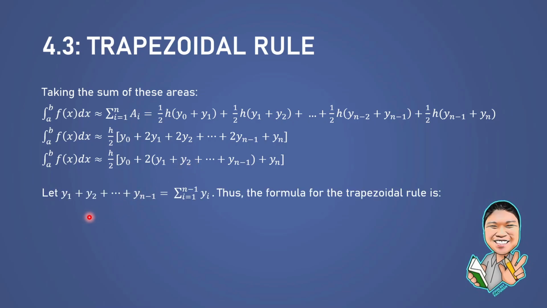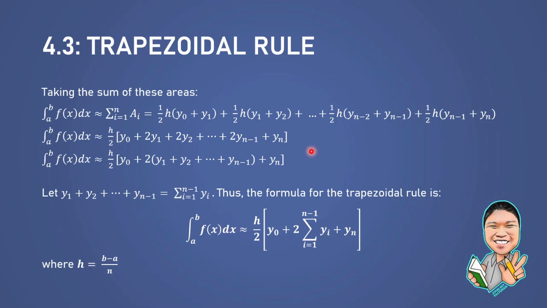Assume muna natin na y sub 1 plus y sub 2 plus so on so forth plus y sub n minus 1 is equal to summation of y sub i from i equals 1 to n minus 1. So yung formula natin for the trapezoid rule will be this one. Wag kang mag-alala, again, hindi to masyadong complicated. So h over 2 the quantity y sub 0 plus 2 summation of y sub i from i is equal to 1 to n minus 1, then plus y sub n.